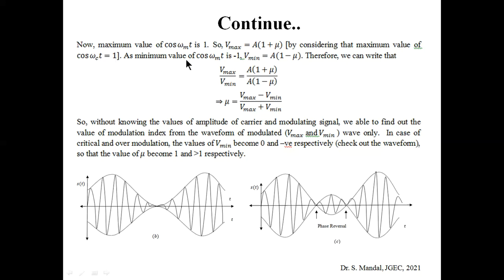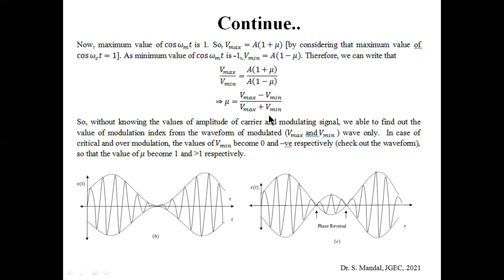Now the minimum value of cos omega t is minus 1. So if you substitute this value in the earlier equation, we get the minimum voltage of the envelope, Vmin, which is A into (1 minus mu). So Vmax equals A into (1 plus mu), and Vmin equals A into (1 minus mu). If you take the ratio of Vmax by Vmin, we get A(1 plus mu) by A(1 minus mu). From this equation, mu can be given by: Vmax minus Vmin divided by Vmax plus Vmin.